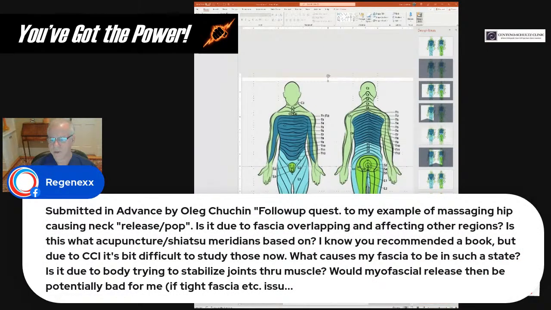Oleg, follow-up question to my example of massaging the hip causing a neck release pop. Is it fascia overlapping and affecting other regions? Is this what acupuncture, shiatsu, and meridians are based on? I know you recommended a book, but due to CCI, it's been difficult to study those now. What causes my fascia to be in such a state? Is it the body trying to stabilize joints through muscle? Would myofascial release then be potentially bad for me?